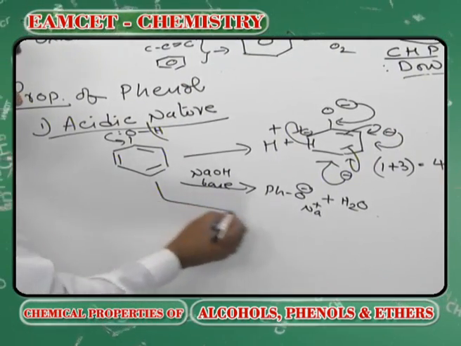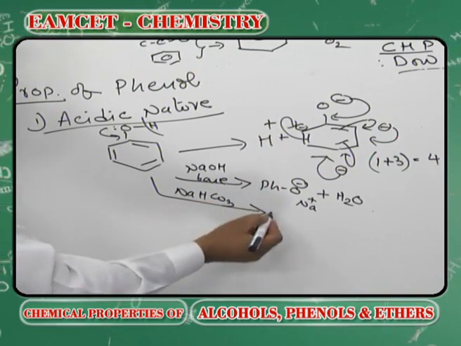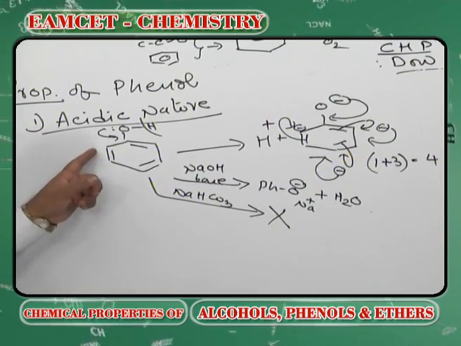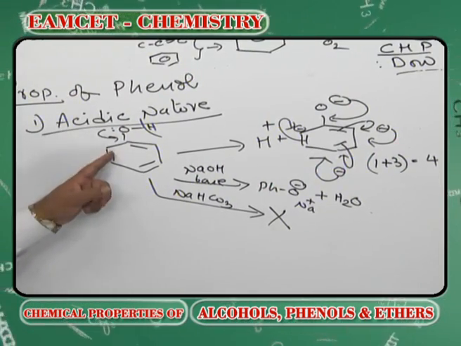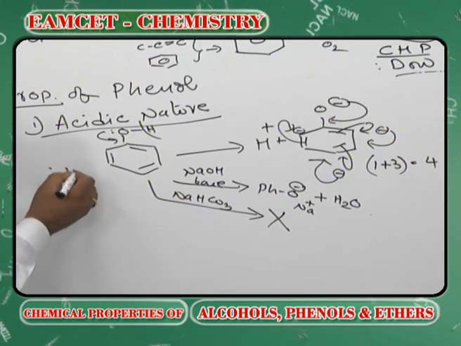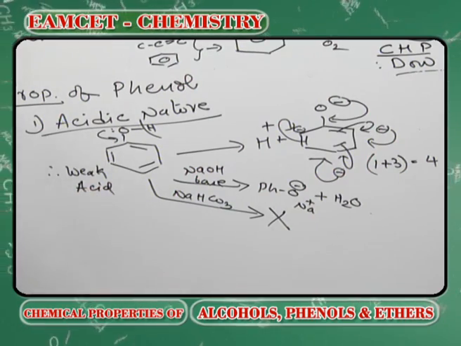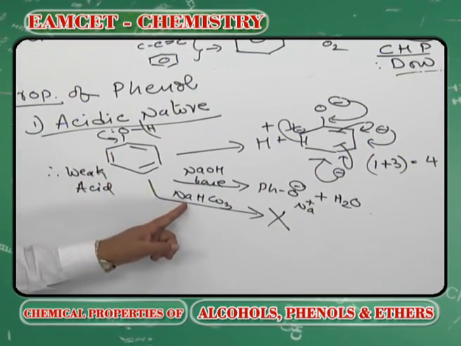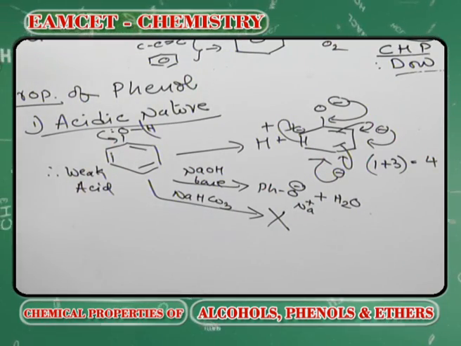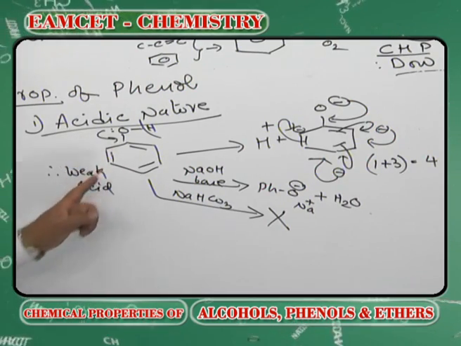However, how acidic it is: with sodium bicarbonate, for example, if you add it, there is no reaction. So, therefore, it is an acid, but it is not a strong acid. Phenol is therefore considered a weak acid, not a strong acid. If it were a strong acid, it would have reacted with the weak base. The weak base is not reacting, which confirms it is an acid, but not a strong acid, it is a weak acid.